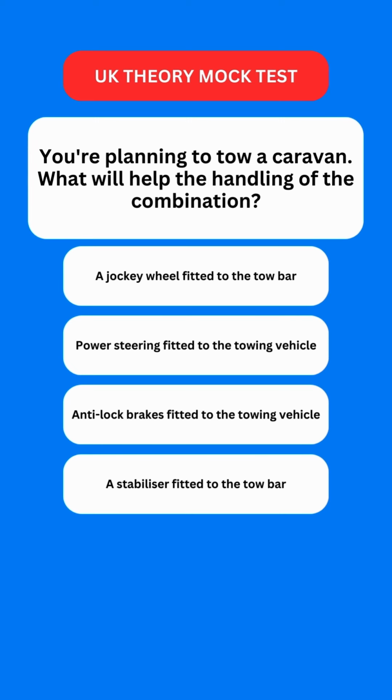Next question is, you're planning to tow a caravan. What will help the handling of the combination? Options are a jockey wheel fitted to the tow bar, power steering fitted to the towing vehicle, anti-lock brakes fitted to the towing vehicle, or a stabilizer fitted to the tow bar. So the correct option is the last one. The stabilizer fitted to the tow bar will help you with the handling.